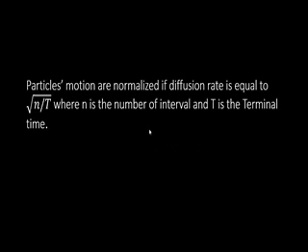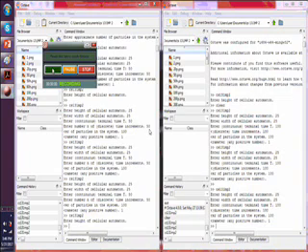Analysis of model. Particles' motion is normalized if the diffusion rate is equal to the square root of n over t, where n is the number of intervals and t is the terminal time. Our code will demonstrate how this normalization of particles looks like.